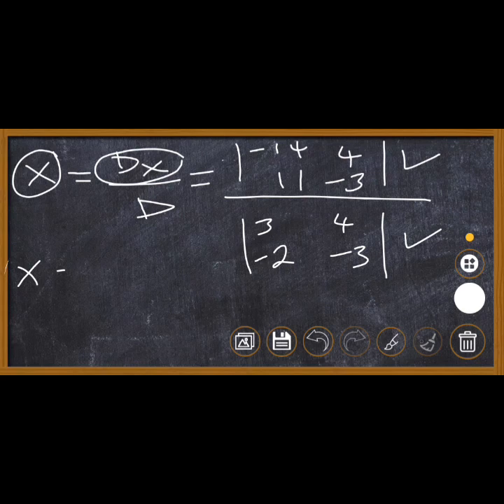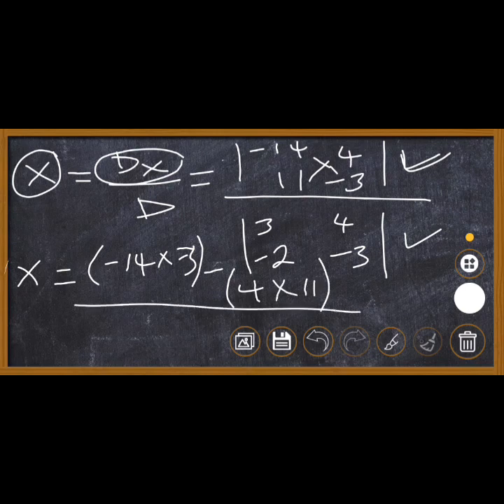So x. Now what is the determinant of the numerator? By now we understand that it's the major diagonal, that is negative 14 multiplied by negative 3, and then you subtract the multiplication of the minor diagonal. Hopefully you bear with me, I'm just copying the values. I don't want to remove this for the sake of explanation. So in this case we're going to have 4 multiplied by 11, and then divide.